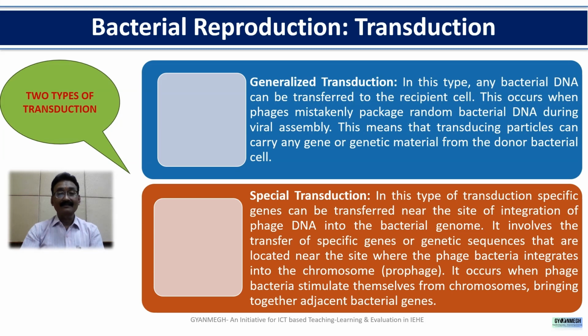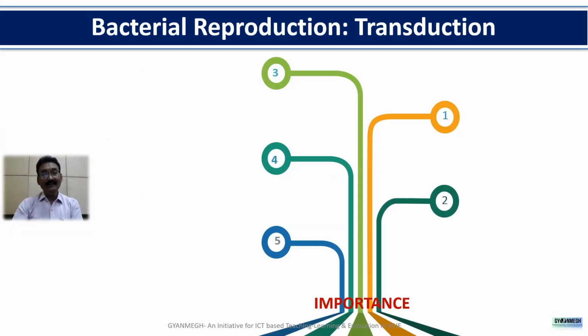Now, specialized transduction. In this type of transduction, specific genes can be transferred near the site of integration of phage DNA into the bacterial genome. It involves the transfer of specific genes or genetic sequences that are located near the site where the phage integrates into the chromosome, that is, the prophage. It occurs when the prophage excises itself from the chromosome, bringing along adjacent bacterial genes.